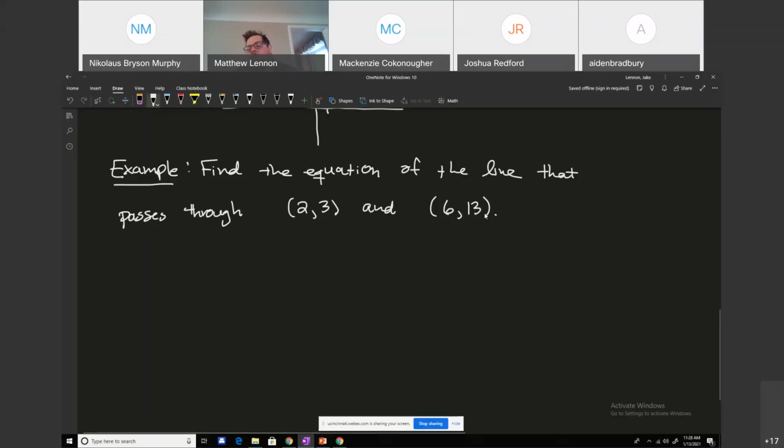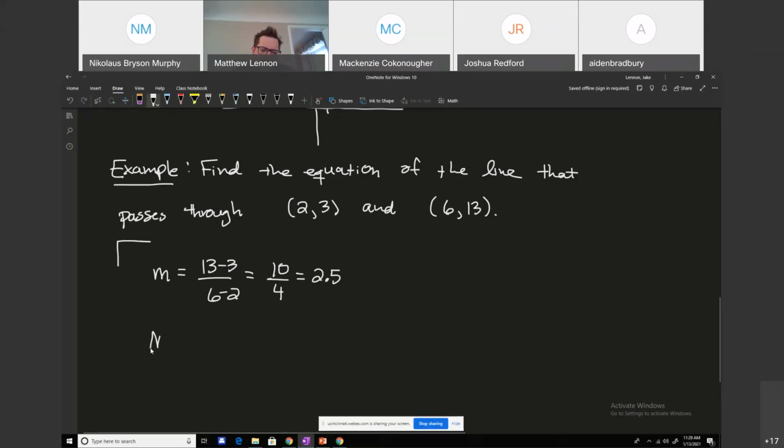Okay, so for either method I'm going to show you, you always have to start by finding the slope. So let's find the slope. Your slope is given by 13 minus 3, y2 minus y1, divided by 6 minus 2. So we end up with 10 over 4, which is 2.5. So that's our slope. Now from here, there are 2 methods.